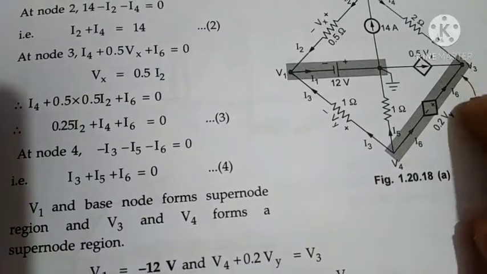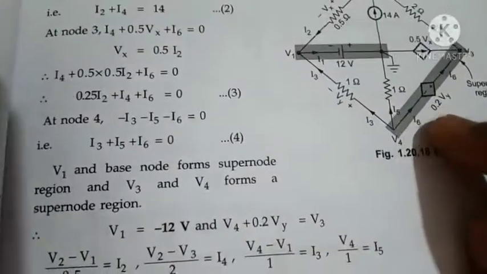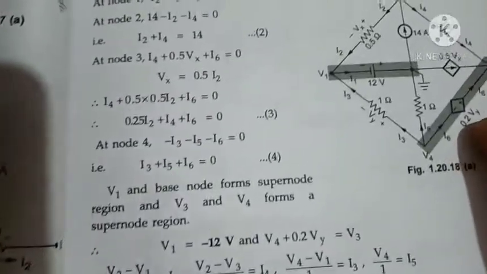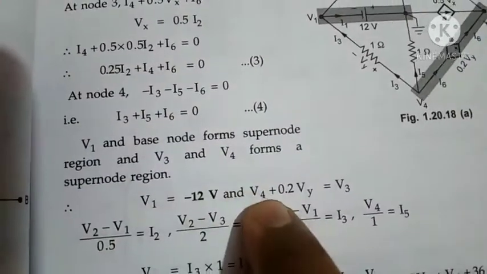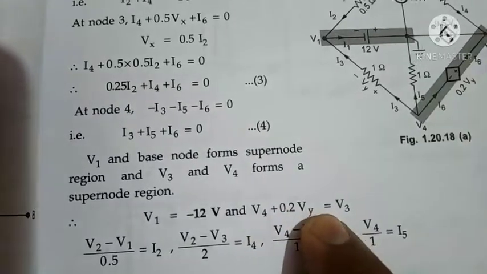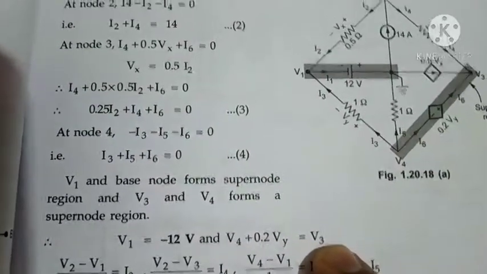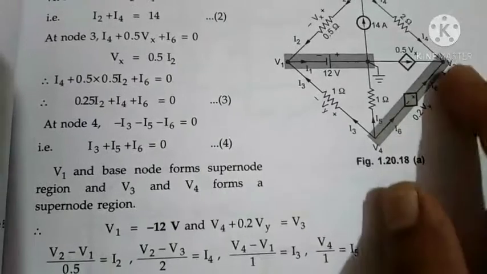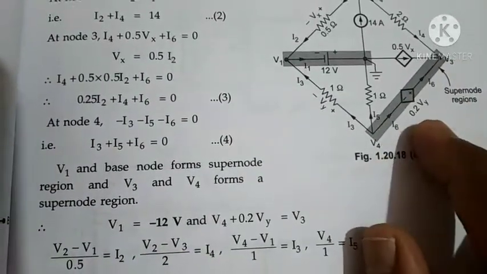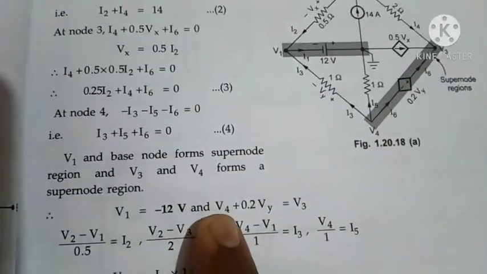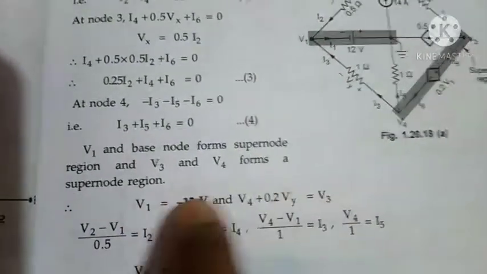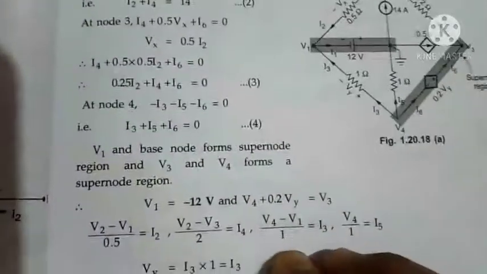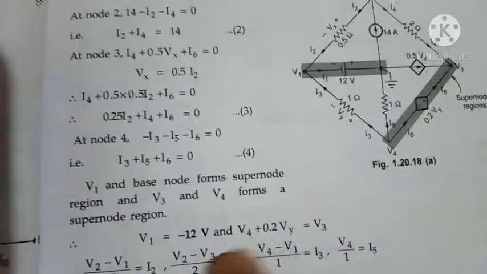Here we have V3 minus V4 is equal to 0.2 into Vy. Somewhere here they have given it as V4 plus 0.2 into Vy is equal to V3. Instead of writing V3 minus V4 is equal to 0.2 Vy, they have written it like this. Both are the same. Now we have these two equations available, and we can write them in the form needed.